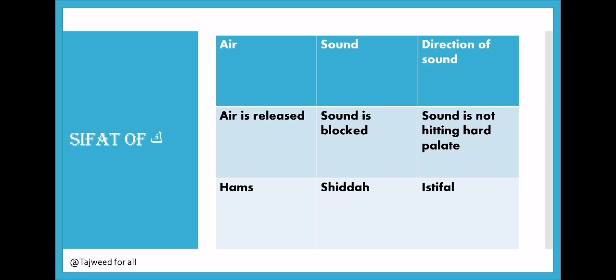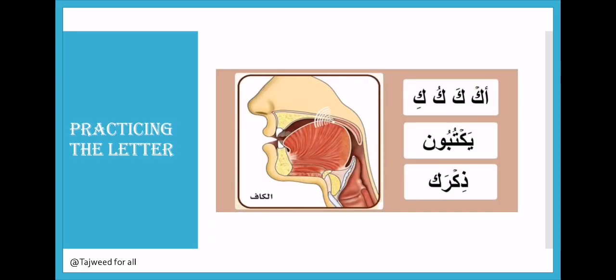Understood? And now what is the direction of the sound? Even though we are raising the back part of the tongue, the aqsal lisan is raising and touching the junction of the hard palate and the soft palate, but it is istifal. What is the reason? The mouth is completely filled with the tongue and there is a very small space.